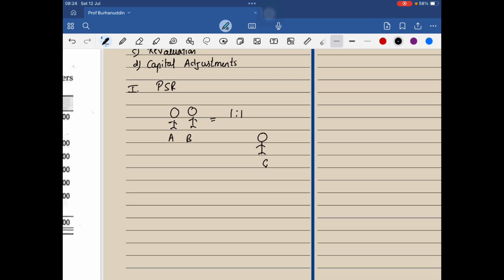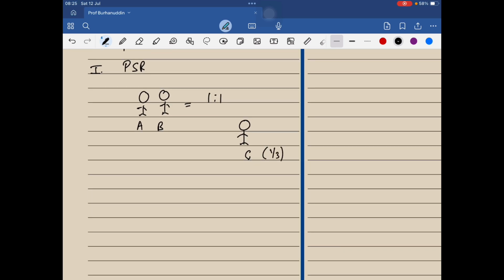Let's say C is also asking for 1/3 share. Earlier we were sharing the profits as half and half. A is taking half, B is taking half. Now, when C will be the partner, C is also asking for an equal share. So when there were two people, it was 1/2, 1/2. Now there will be three people, A, B, C. So it is going to be 1/3, 1/3, 1/3. Do you understand this?